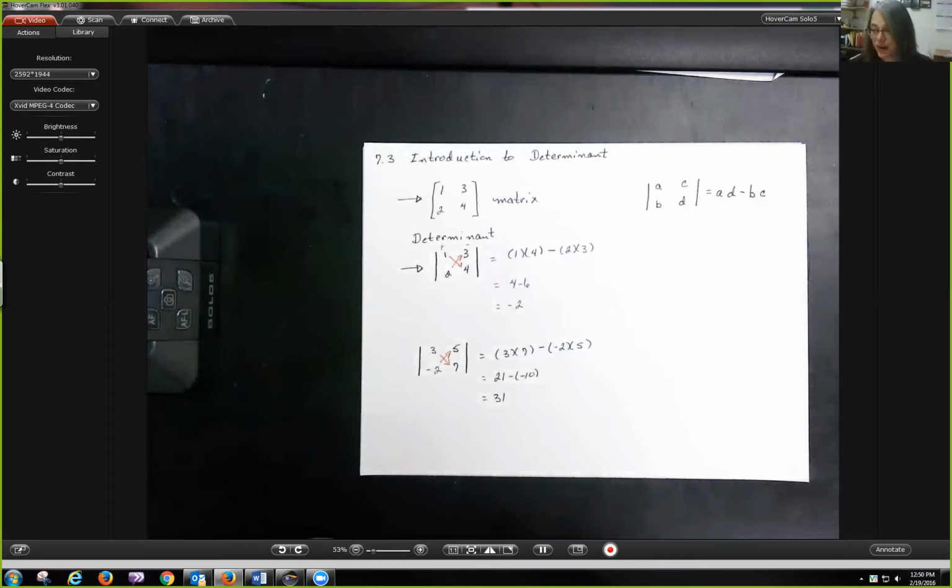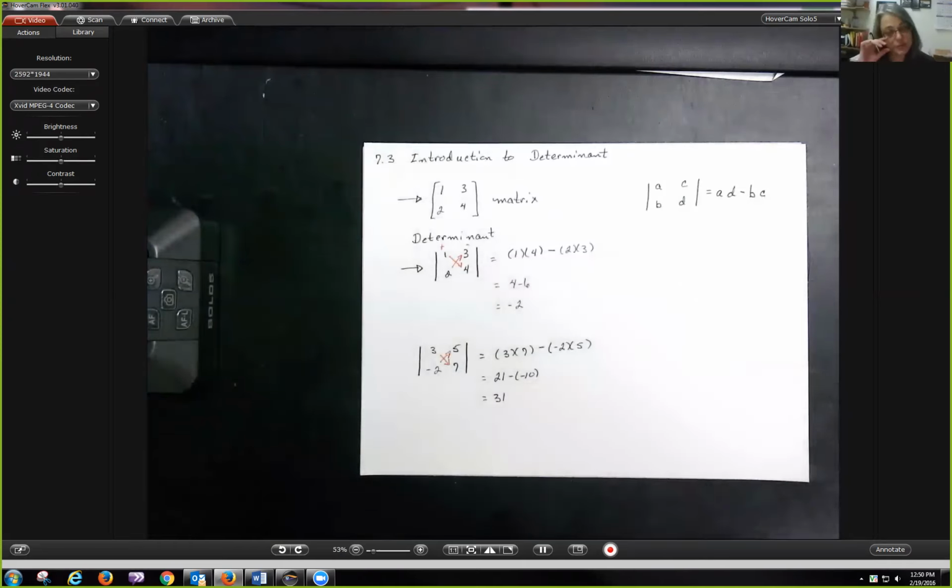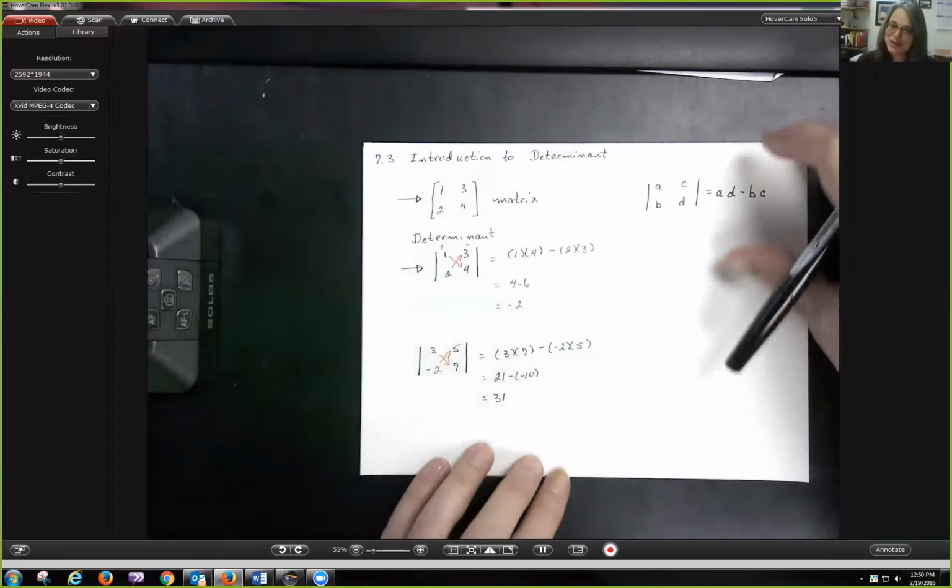However, as we know, not all systems are systems of 2 and 2, right? So a 2 by 2 matrix would be what we would end up with if we were solving a system of 2 equations and 2 unknowns. Many of our systems are 3 by 3, especially the most interesting ones. So let's talk about what we do with a 3 by 3.